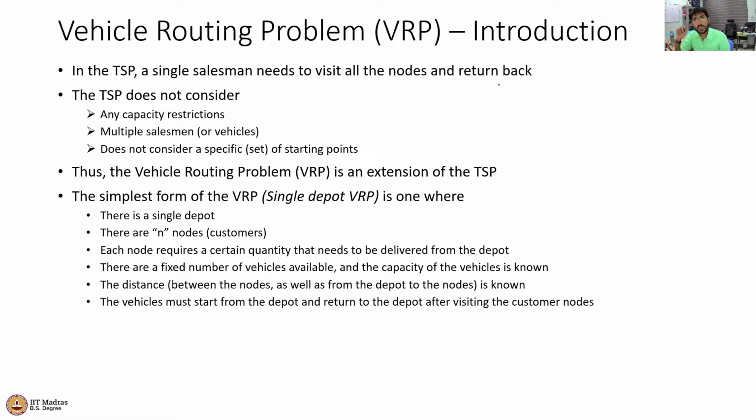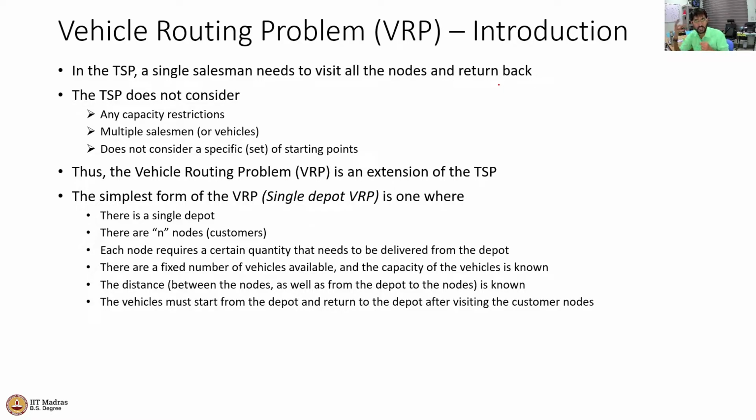In this, we have a specific depot where all the vehicles are present. There are several customers who are the nodes, right? And each node has a certain requirement, the demand at that node. The vehicles present in the depot have a particular capacity, and there are a fixed number of vehicles. These vehicles having these capacities must visit all the nodes, or must satisfy the demands of all the nodes, right?